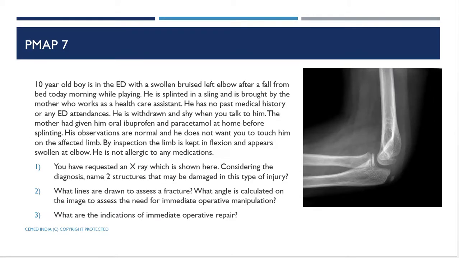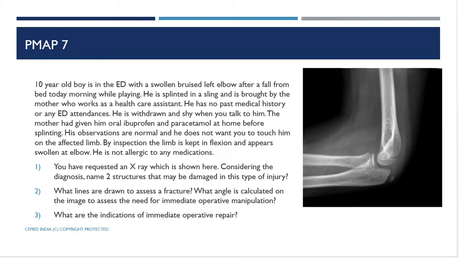The next one, pause the video again and start writing the answers. Okay, so you've done the X-ray, so I think there is a supracondylar fracture over here. So considering that, name two structures: radial nerve, median nerve, brachial artery. These three are the things: radial, median and brachial artery. Name two structures. So that's it.